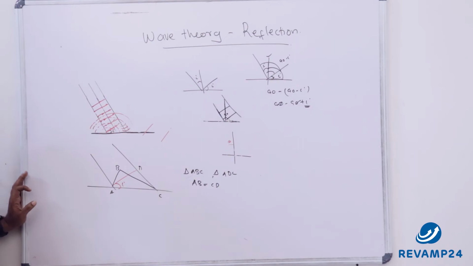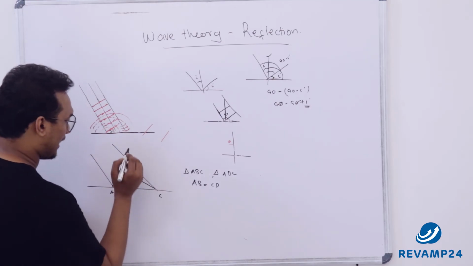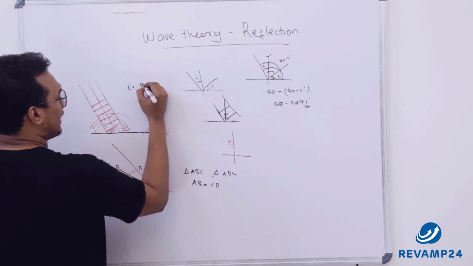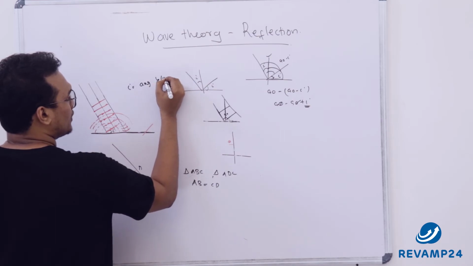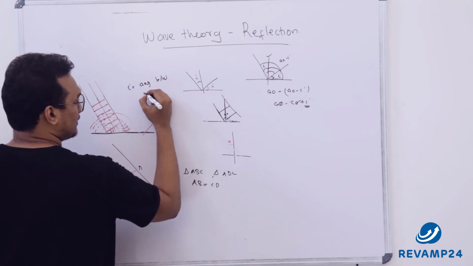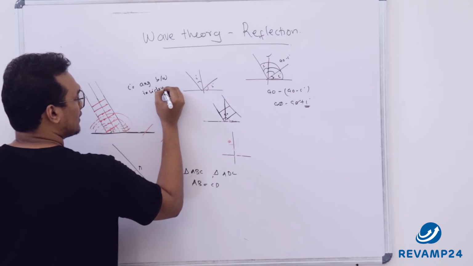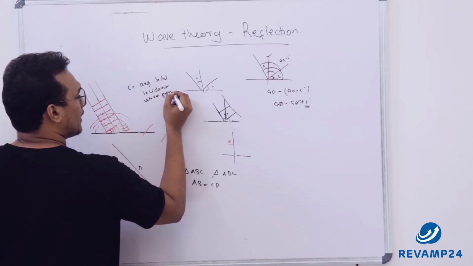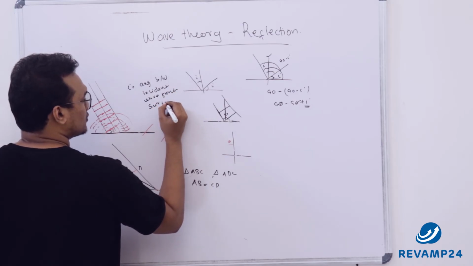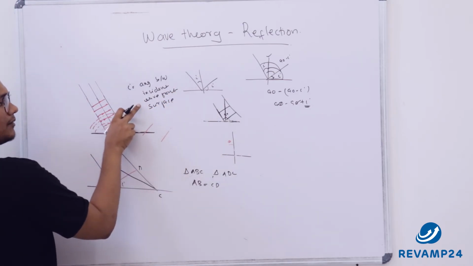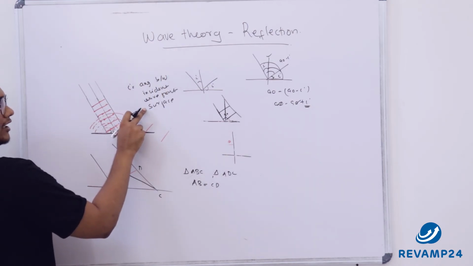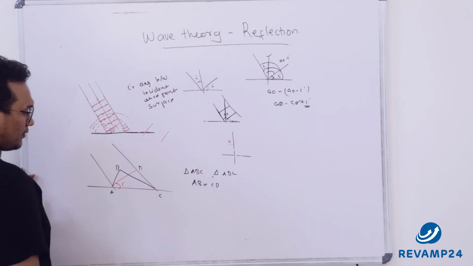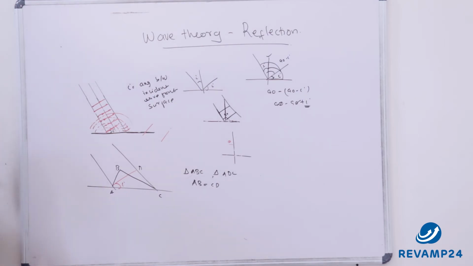And one more thing, what is R, the angle of reflection? The angle of incidence is the angle between the incident wavefront and the surface. Or it can be defined as perpendicular to this, what is that, the ray, and perpendicular to the surface, what is that, the normal. It can also be defined in that way.